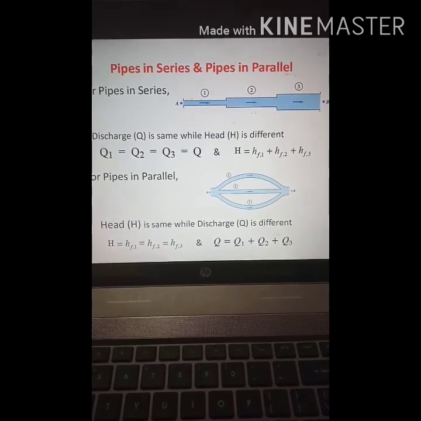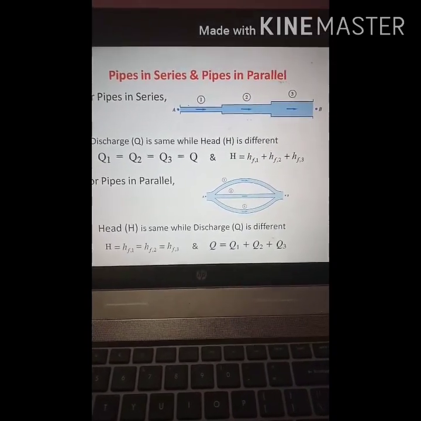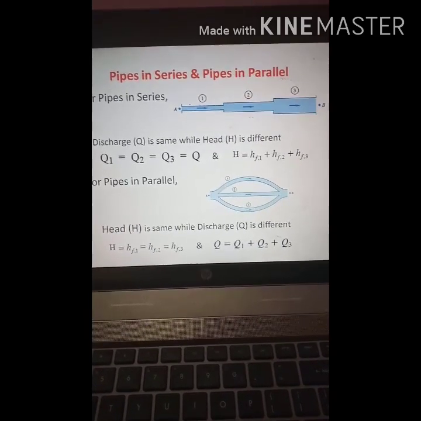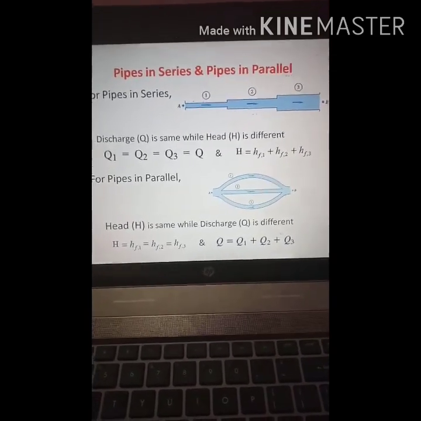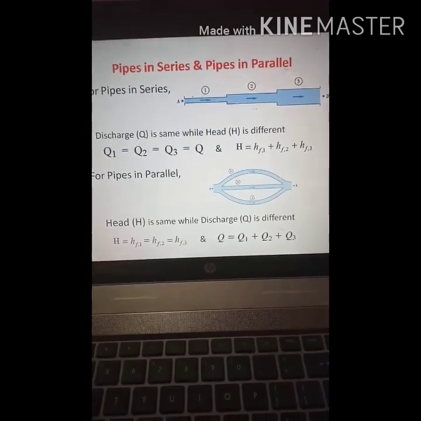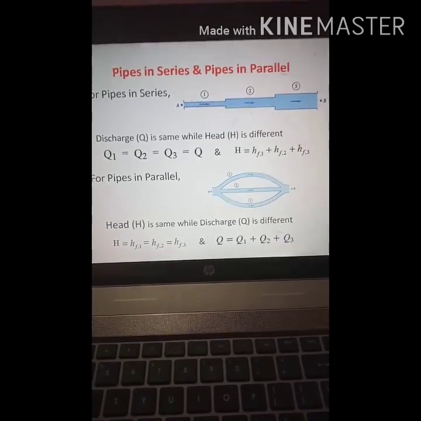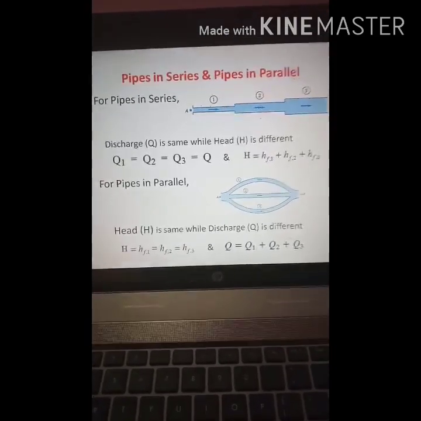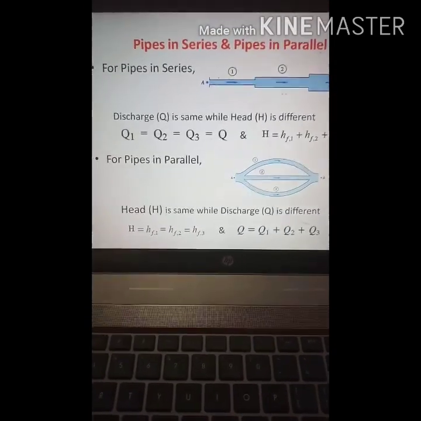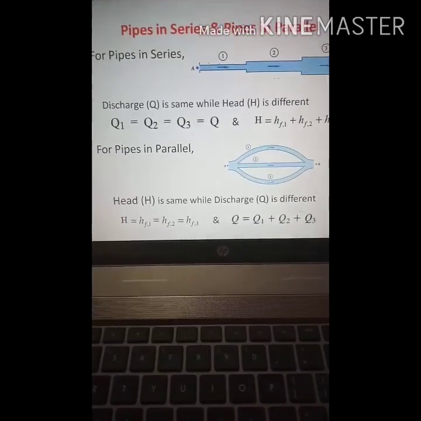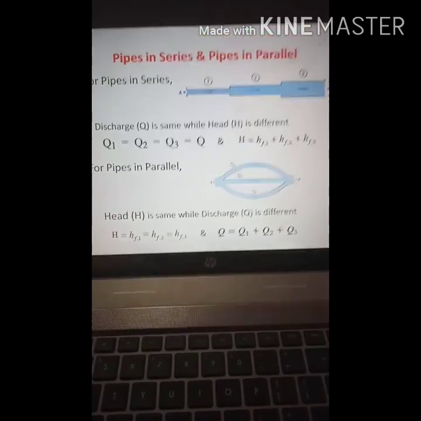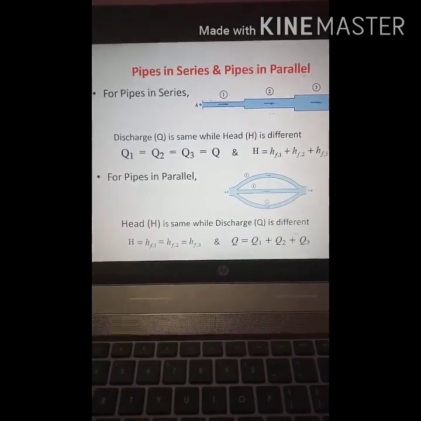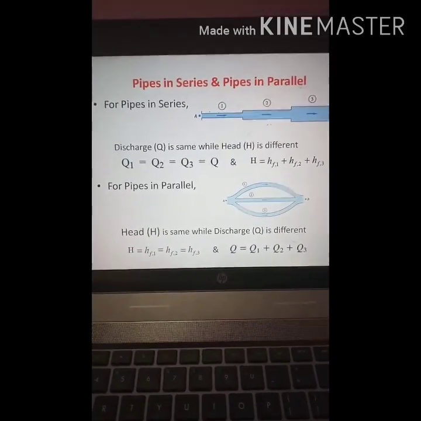If you see in the figure, the pipes are connected in series: 1, 2, 3. So Q1 is equal to Q2 is equal to Q3, and the discharge is Q only, the same discharge. And the loss of head, that is the friction head, is generally HF1 plus HF2 plus HF3. Loss of head goes on adding in each pipe. While in case of pipes in parallel, the discharge will be divided as Q1, Q2 and Q3, and the loss of head will remain the same for each pipe.